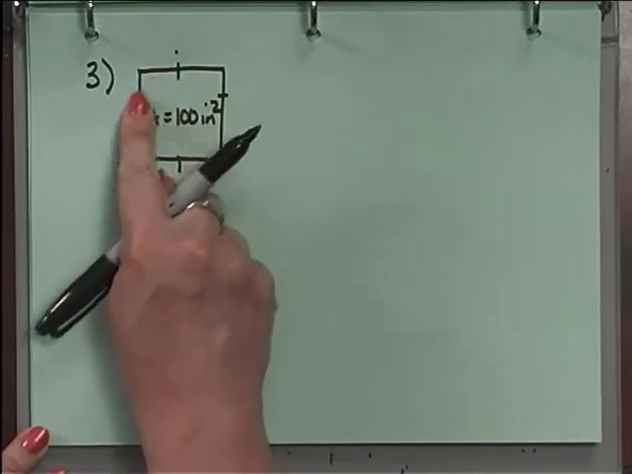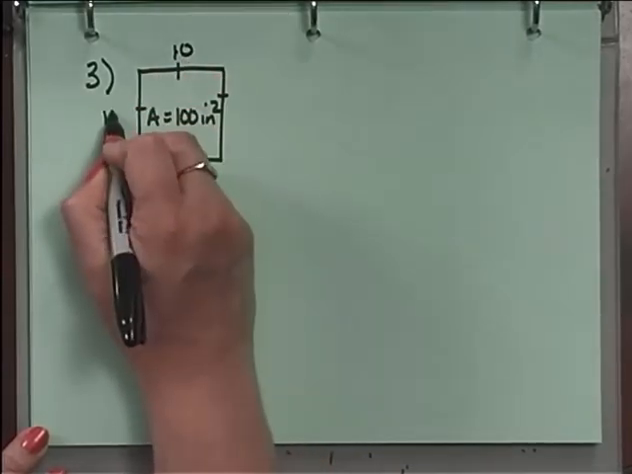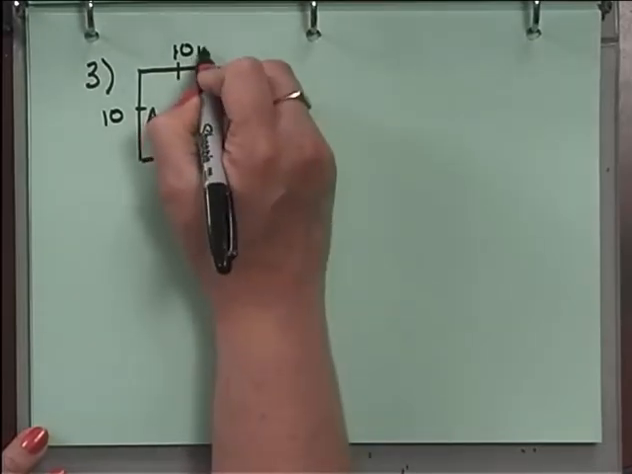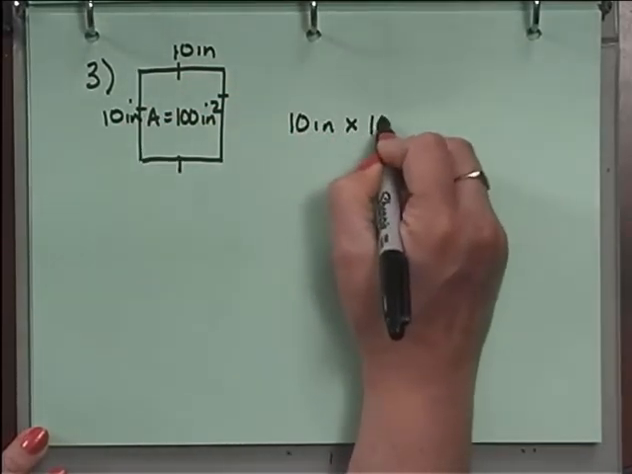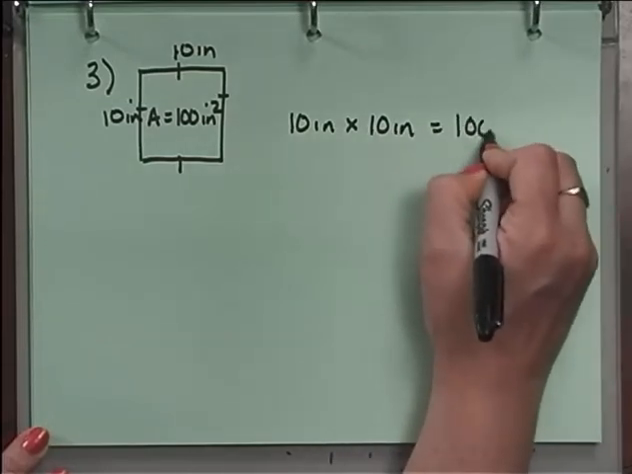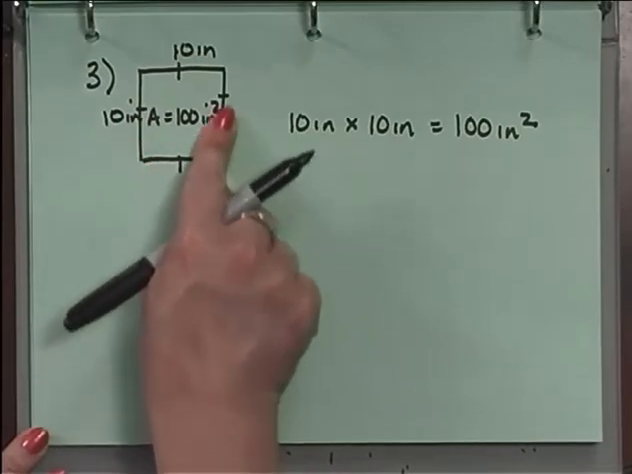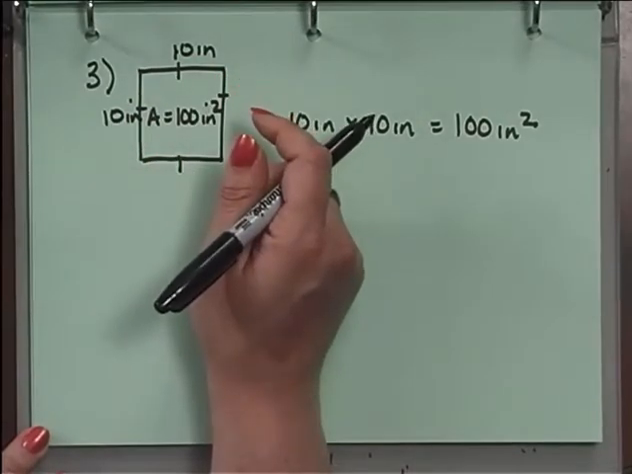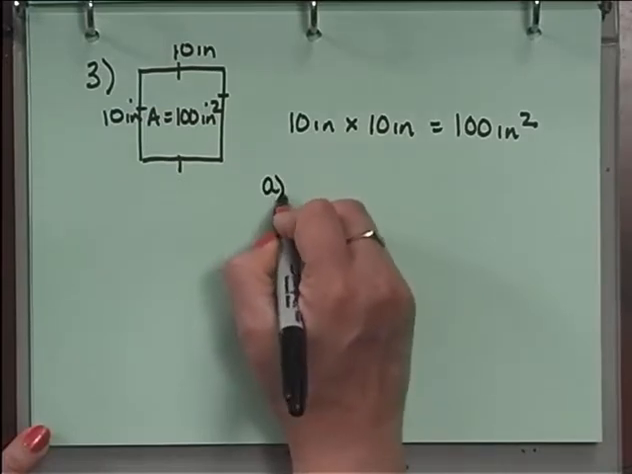And the only number when multiplied by itself to give me 100 is 10. So each side would have to be 10 inches long, because 10 inches times 10 inches is 100 square inches. And that means that this also would be a square. So each side then is 10 inches.